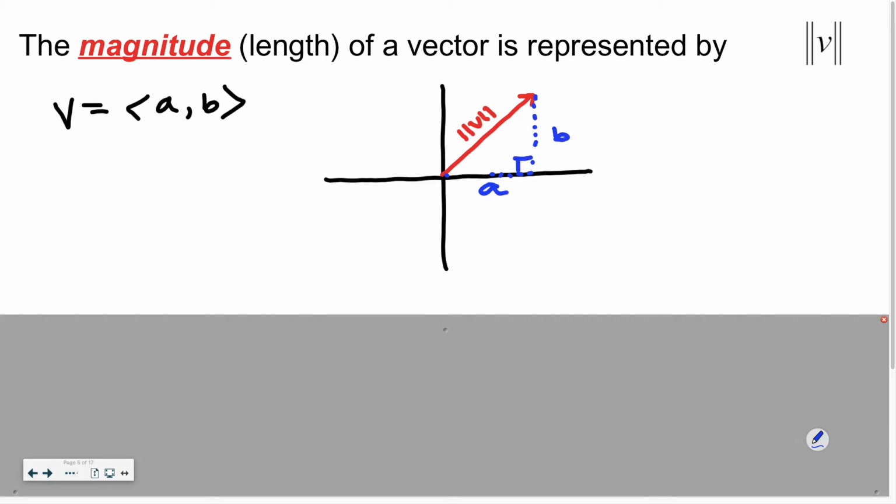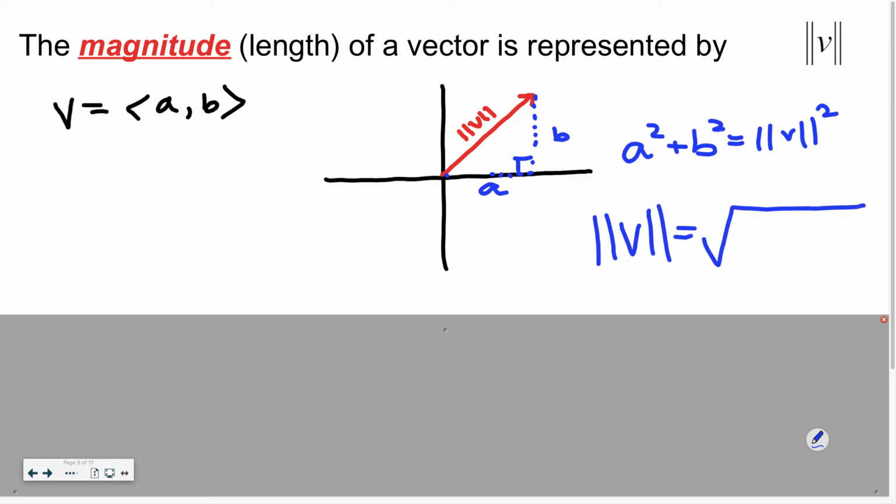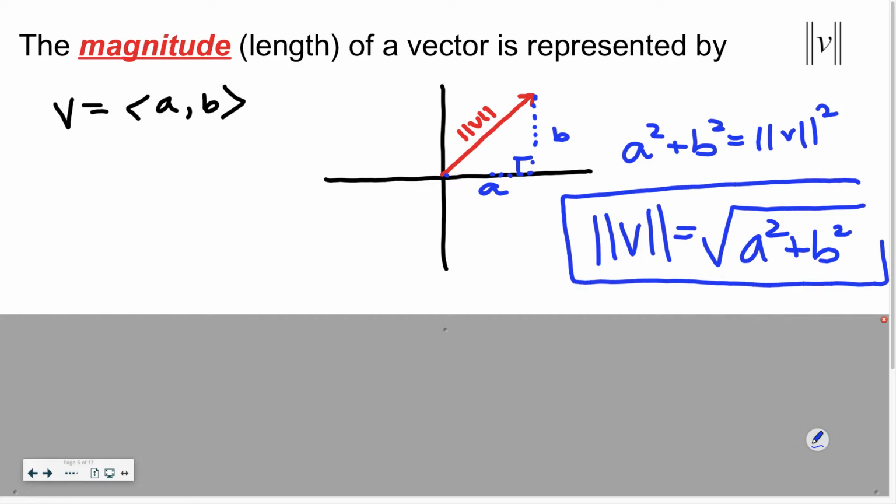Okay, so we know that this distance here is A, and this distance here is B. So we know that A squared plus B squared would be our magnitude squared. So what you need to know is that the magnitude of a vector would be the square root of A squared plus B squared. It is the Pythagorean theorem, just rearranged so you don't have to do any work, essentially. And we know that our magnitude always has to be positive because we are talking about a length, so we don't have to worry about the plus or minus when we're solving.